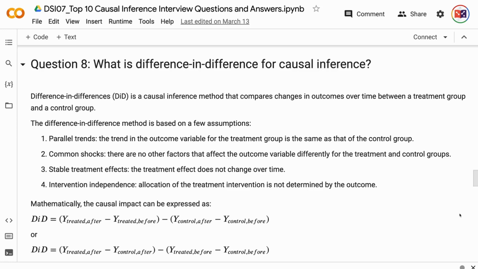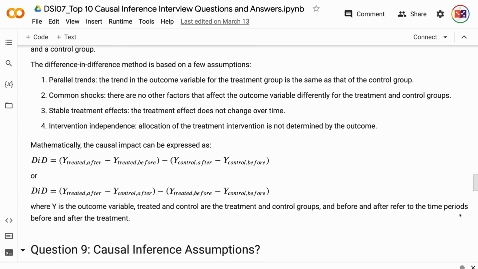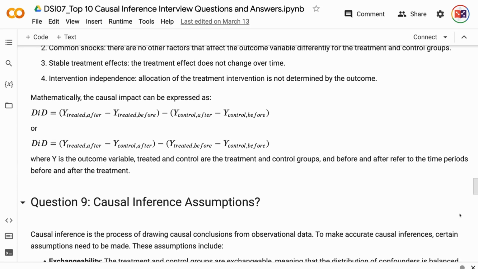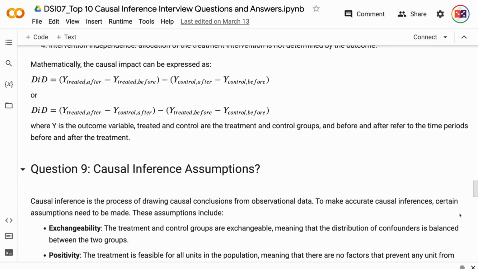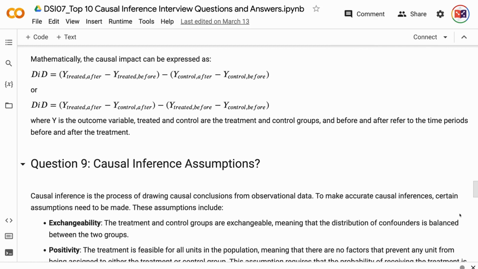Mathematically, the causal impact can be expressed as difference in difference equals the difference of pre and post for the treated minus the difference of pre and post for the control. Another way of calculating is the difference of treated and control in the post period minus the difference of treated and control in the pre-period.